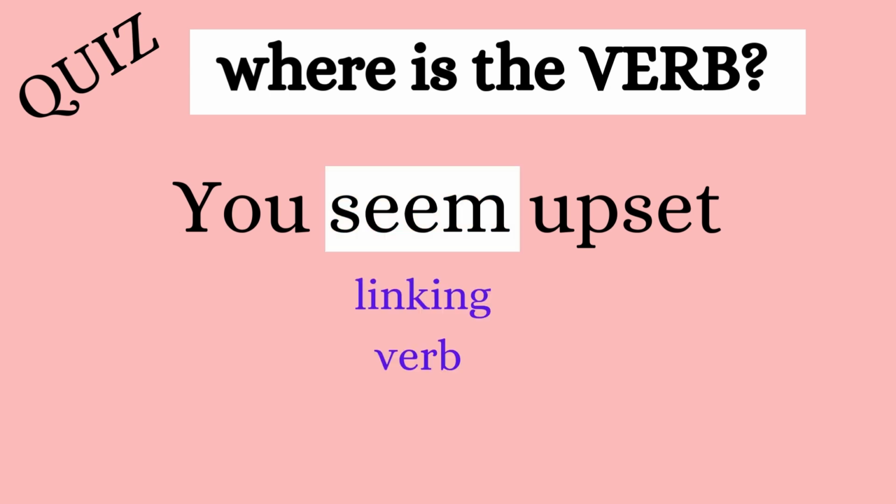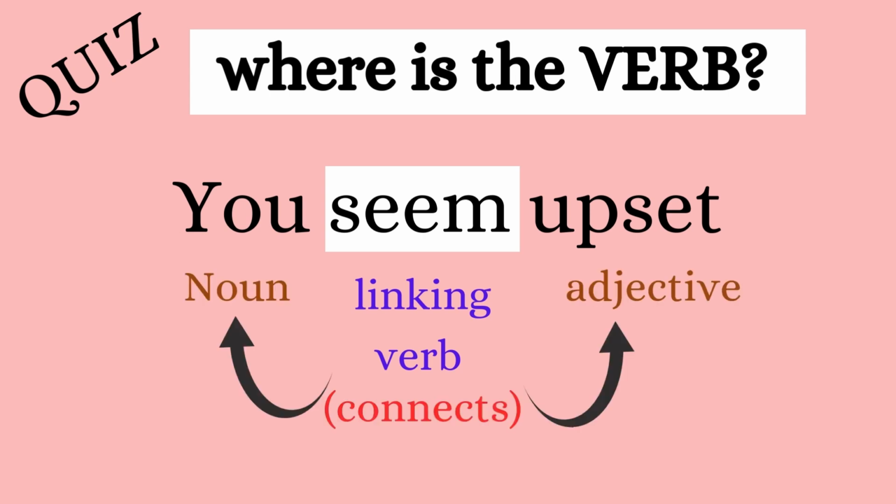Did you get it? The word seem is a linking verb that connects the subject you to the adjective upset, which describes the state or condition of the subject. So linking verbs like seem do not show action. Instead, they indicate a relationship between the subject and its complement.